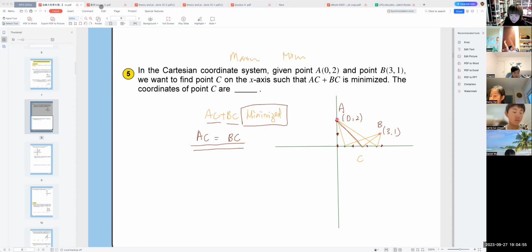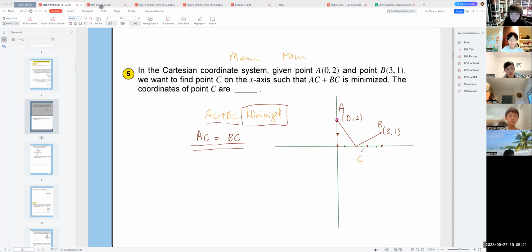When AC and BC are equal, they reach the minimum value. Okay, so now let's take a look at this one. I'm going to draw a line where they look the same. It's not perfectly the same, but I'm going to try to find the one that looks like they're the same. Is it okay? Does it look like they're the same?